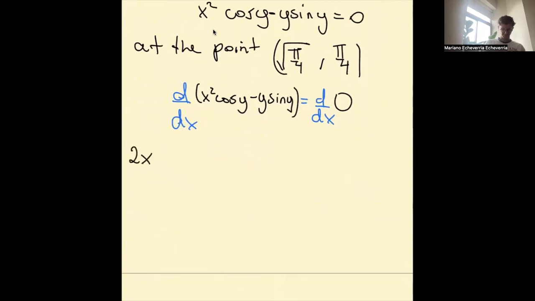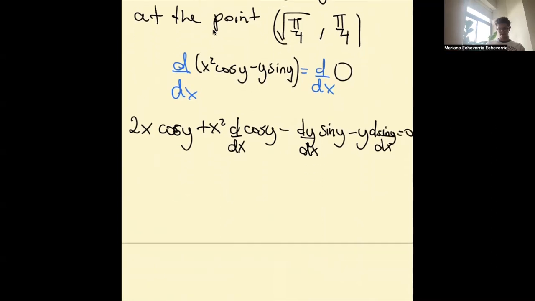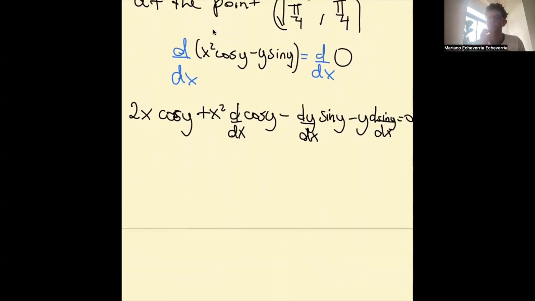So it gives you 2x. Remember, the product rule is the derivative of the first factor times the second factor, plus the first factor times the derivative of the second factor. So let me write it this way, and then we can finish it. And then the other one is minus the derivative of y with respect to x times sine of y, minus y times the derivative of sine of y with respect to x, equals 0. Is that making sense? So far, so good.